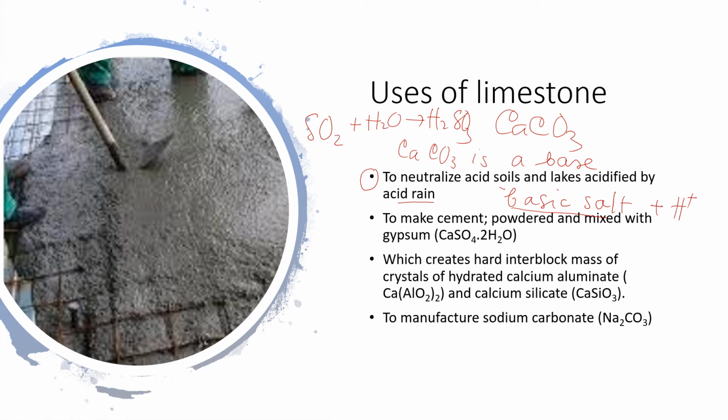The second use is to make cement, powdered and mixed with gypsum. Gypsum is CaSO4·2H2O. This will create a hard interlocking mass of crystals of hydrated calcium aluminate, or Ca(AlO2)2, and calcium silicate, or CaSiO3. The fourth is to manufacture sodium carbonate, or Na2CO3.